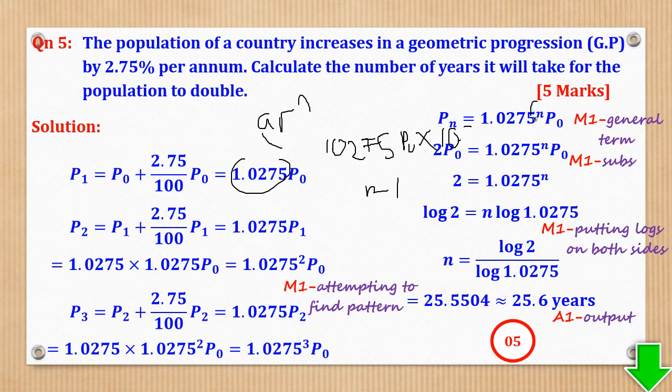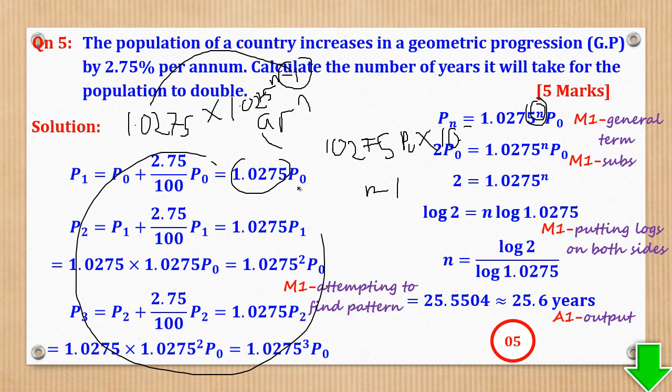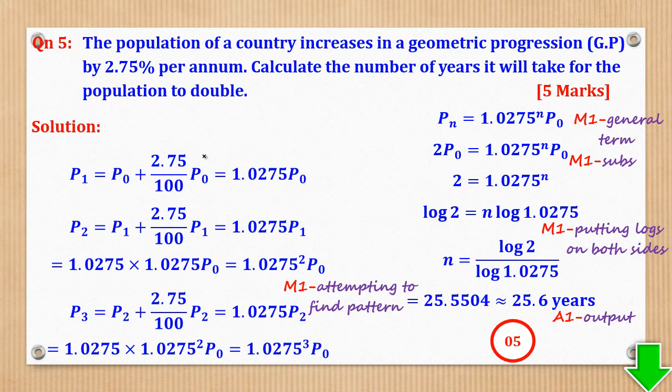Now, why did I use n minus 1 here? It is because when I multiply 1.0275 by 1.0275 to power n minus 1, rules of indices show that this can cancel with this negative 1 to remain with this. So even if you began by quoting the nth term of a GP, it will still be correct. I only chose this so that you understand how it comes about from first principles.